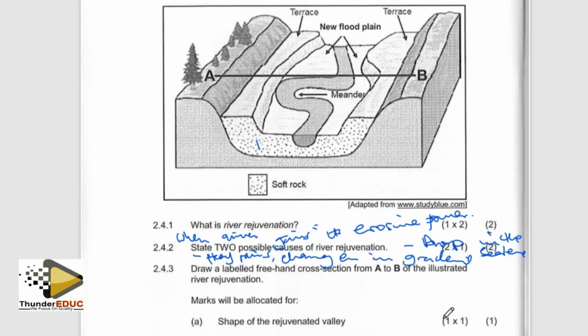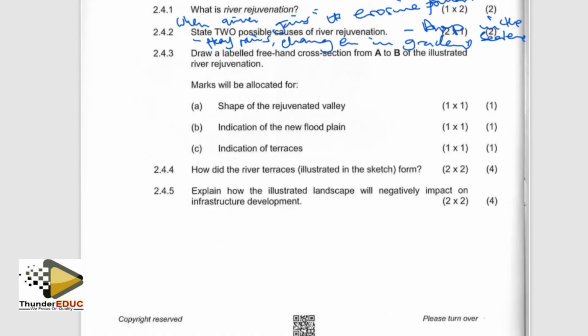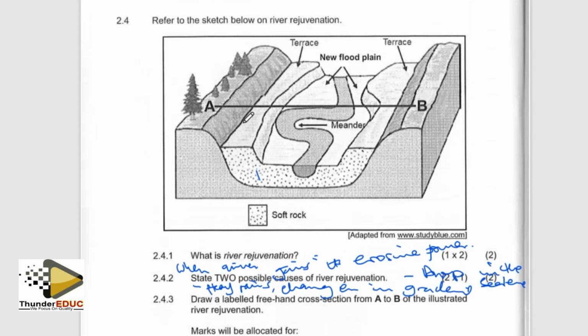The next question says draw a freehand cross section from A to B of the illustrated rejuvenation. So here we look at it freehand from A to B. What do you see? You draw what you see. Here it comes down, here it comes down, a step-like feature. So what we are going to do, we draw this one. Okay, so let's see.